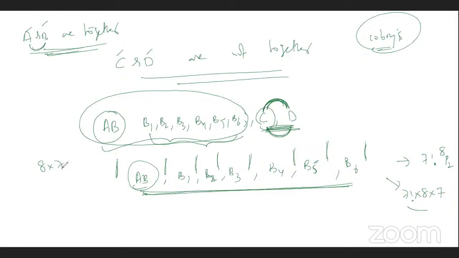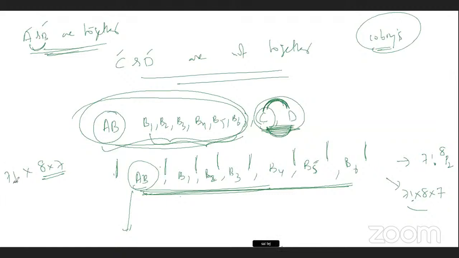But how many such cases are we having? Such cases means in how many ways we can arrange the 7? 7 factorial ways. But in each case, we can observe 8 gaps. In 8 gaps, I can fill this CD in 8 into 7 ways. And how many such cases can we have? 7 factorial.